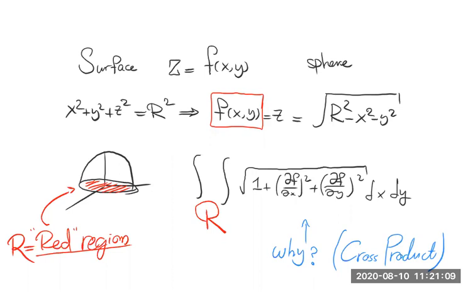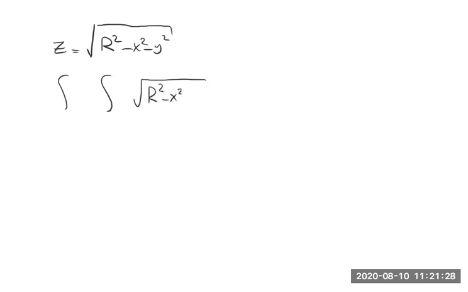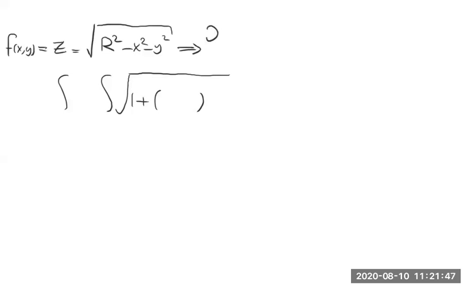Let's first look at the example we have here of this sphere. So z is equal to the square root of r squared minus x squared minus y squared. I should take the double integral of the square root of 1 plus the partial derivative of this function with respect to x. So I let z equal f of x and y. What is the derivative of this thing with respect to x? I should take the derivative of what I have inside with respect to x. That would be minus 2x, and then I should divide it by 2 times this function.